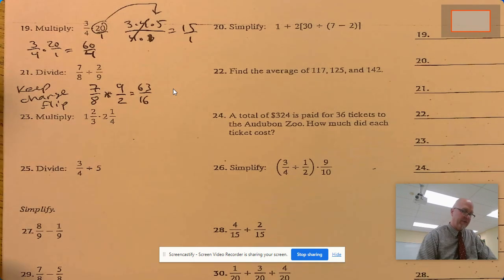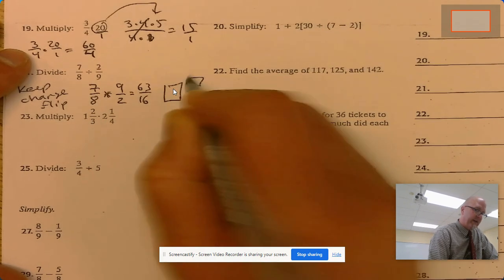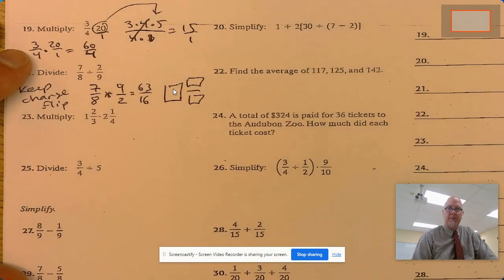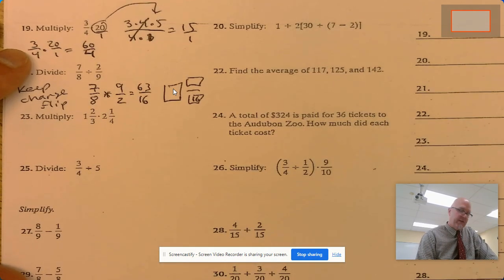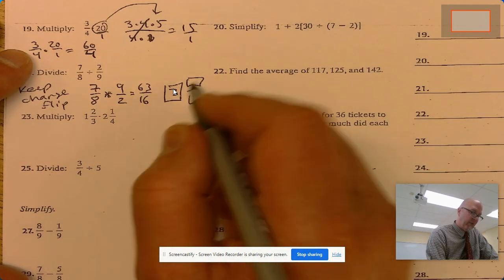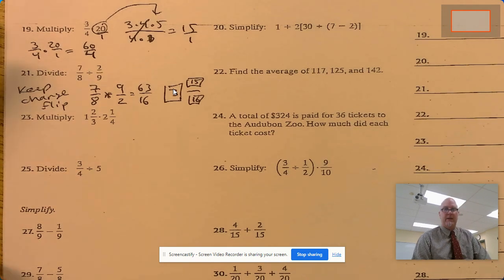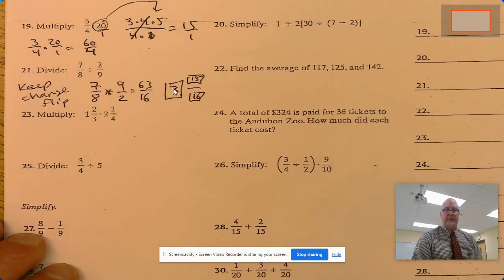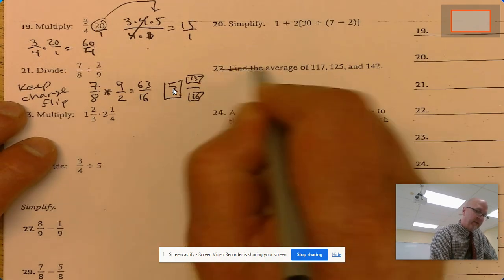Now, a teachable moment from last night was to change 63 over 16 into what we call a mixed number. And it turned out that 16 goes into 63 3 times. And 16 times 3 is 48, but I got to get to 63. So I add a 15 in there. Again, we are not checking for mastery here. We're just trying to see what you remember of these kinds of questions.